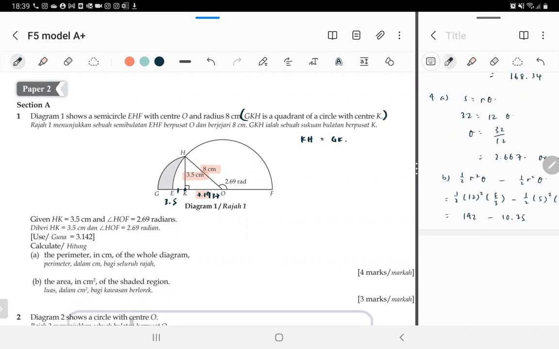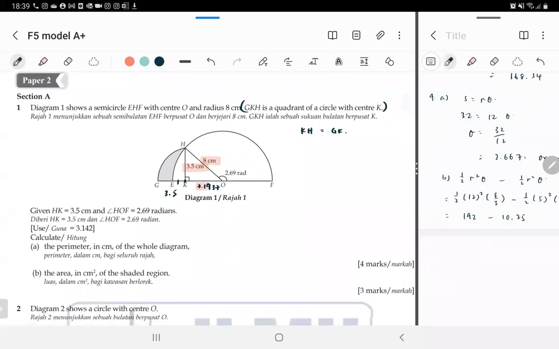Why do we have to get the EK? Because you want to get the GE. Anyway, the answer is 42.09624729. How come I got 11 point something? The perimeter of the whole diagram? Oh sorry, I'm wrong, I counted the shaded region. Okay, maybe 42 point something. How do you do it?